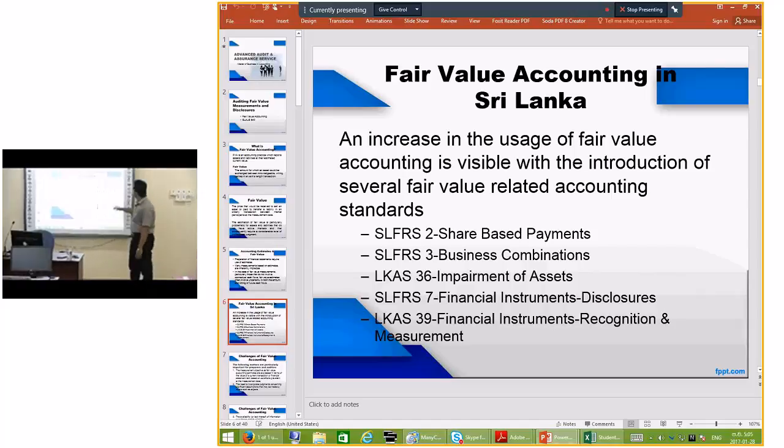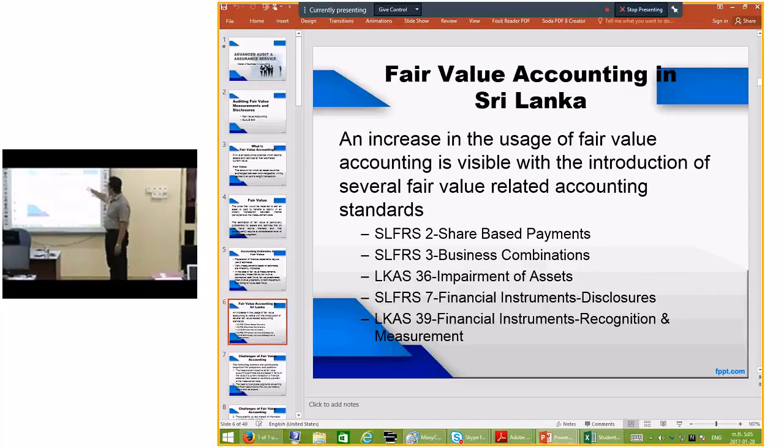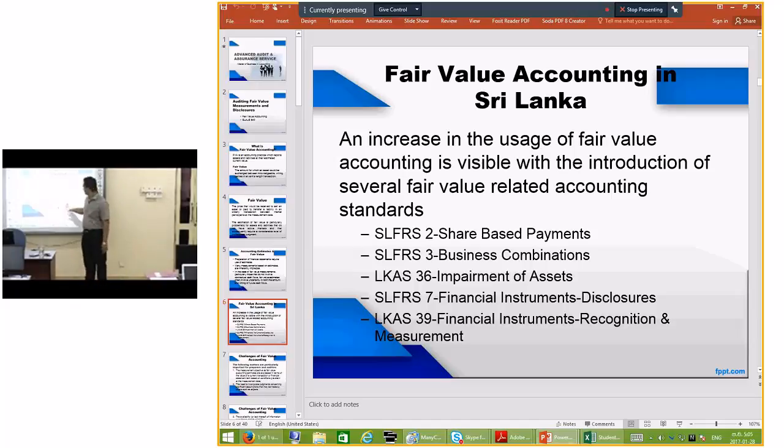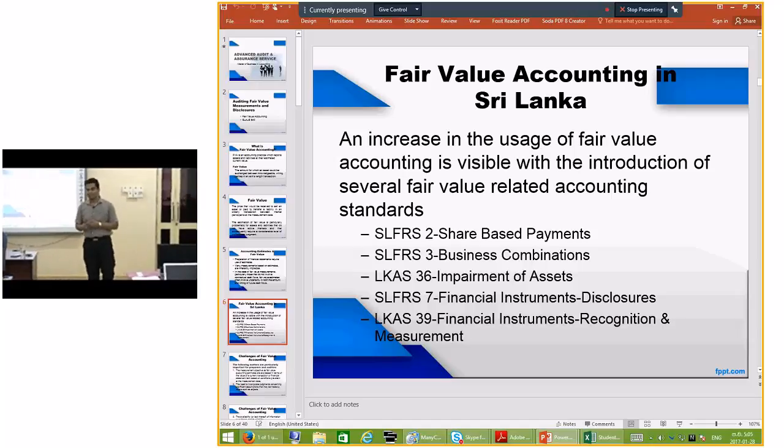So these are the applications of some few, not all, fair value accounting in Sri Lanka. Share-based payments, I think you have discussed. Business combinations, I don't think you have discussed. But again, when it comes to goodwill and all that, you have to go with the fair value. And again, impairment of assets, I think you have discussed, 36. So financial instruments, you discuss financial instruments, right? So again, you go with the fair value. So these are the few examples on application of account balances when we are preparing the financial statements.